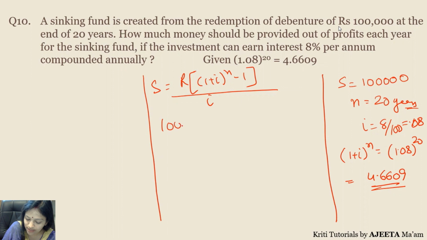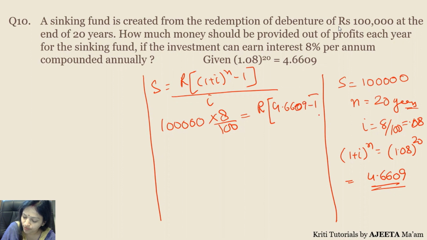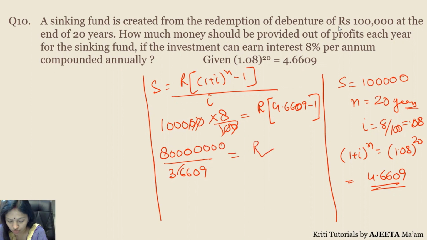So what is your S? 1 lakh. What is your I? 8 upon 100. And if you subtract, 4.6609 minus 1. Correct? So what will you get? Two zeros cancel out. So 8,000 upon 3.6609. You remove this decimal, you get 4 zeros here. And that will be the value of R. So you have to divide now 800,000,000 by 36,609, right? So that is what you have.